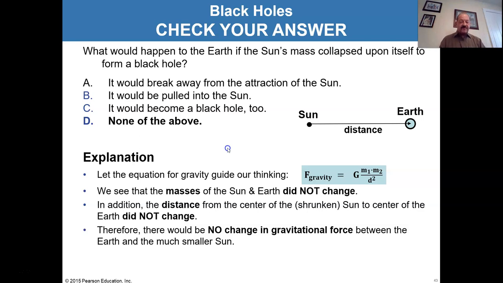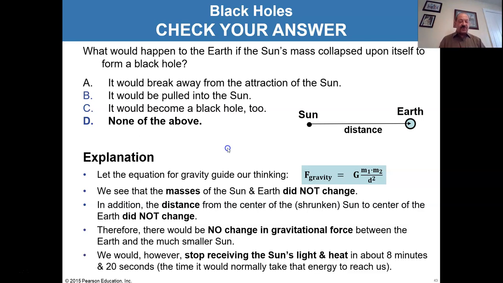The problem is, while there's no change in gravitational force, we would stop getting sunlight and heat and anything else coming from the sun in about 8 minutes and 20 seconds, because that's how long it takes sunlight to reach us. In fact, when we're looking at the sun at any moment in time, we're never looking at the sun right now. We are always looking at what the sun looked like 8 minutes and 20 seconds ago, because that's how long it took that light to reach our eyes.